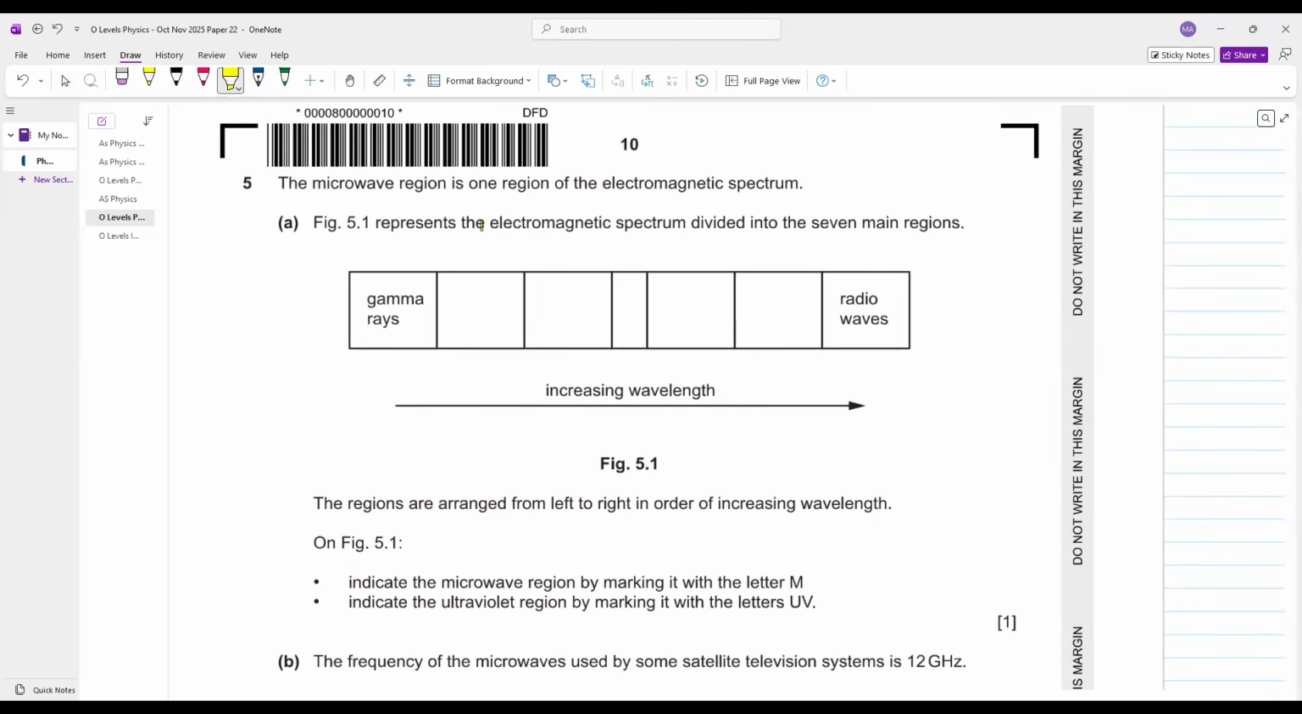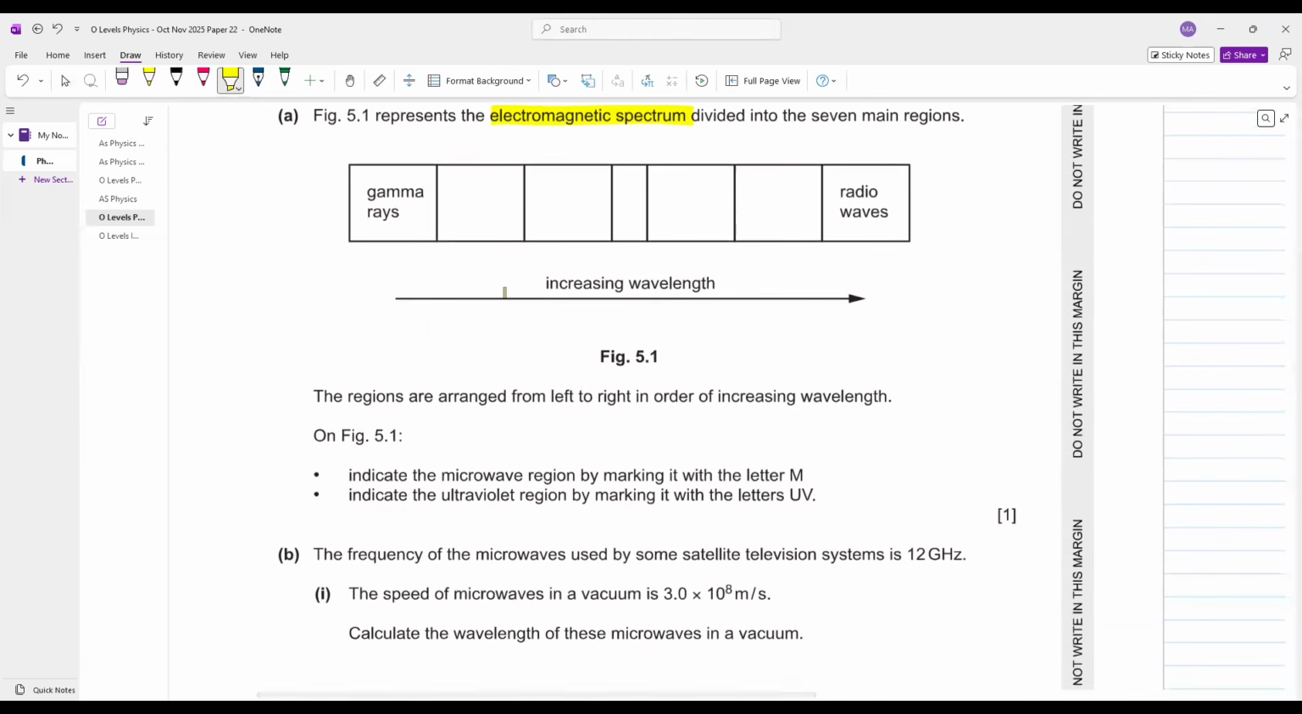फिगर 5.1 represents the electromagnetic spectrum. Okay, divided into seven main regions. अच्छा जी, इसके seven main regions हैं. Okay, the regions are arranged from left to right in order of increasing wavelength. Okay, indicate the microwave region by marking it with M. हमेशा याद रखो microwaves are just to the left of the radio waves.